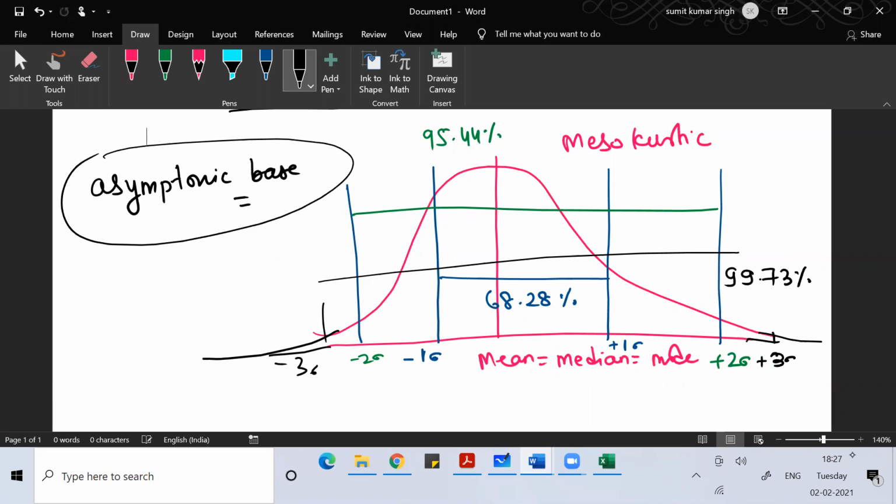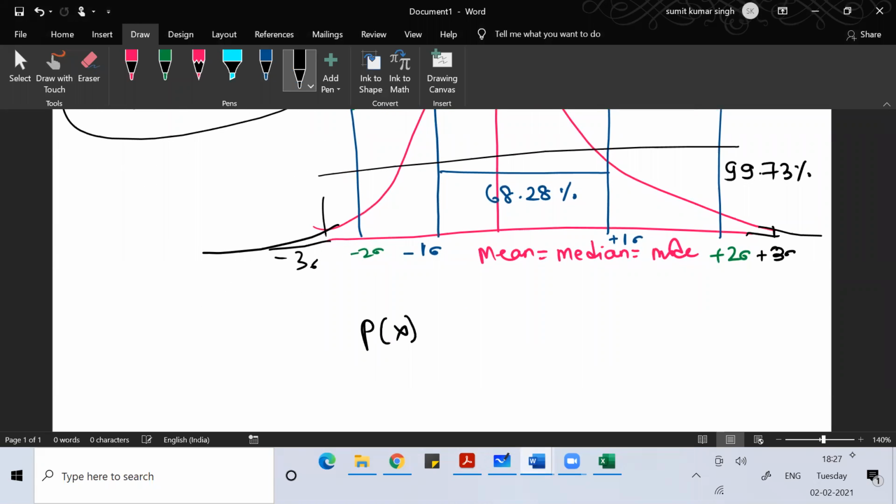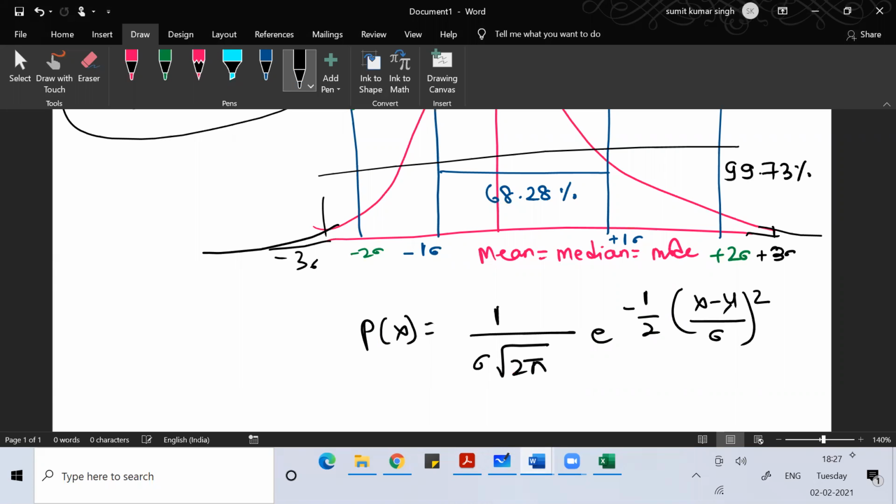Please don't go by my diagrammatic skills, otherwise you will get confused, but I hope you can understand the logic. Under the normal distribution curve, when we talk about probability, the formula is 1 by sigma under root 2 pi, e to the power minus 1 by 2, x minus mu by sigma whole square. This way we can find the probability value.